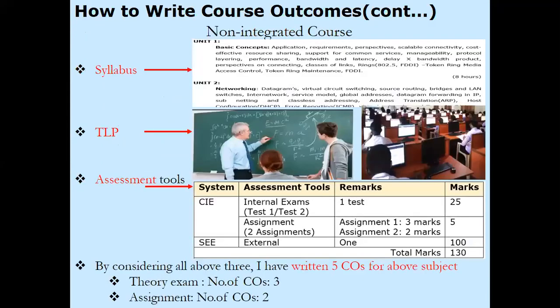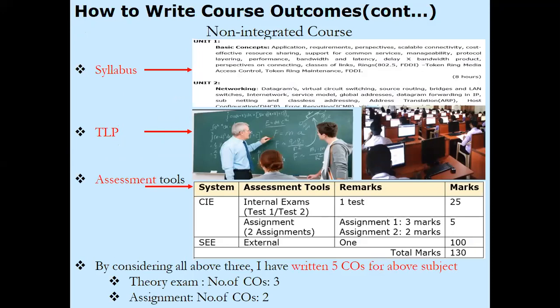Now, with respect to an example of how to write the course outcome, I have taken a non-integrated course. Now, I'm taking the non-integrated course like a computer network subject. Here, I already told that I'm writing the course outcome by considering the entire syllabus, TLP, and assessment tools. I have given an example previously. With respect to this subject, I have written the 5 course outcomes.